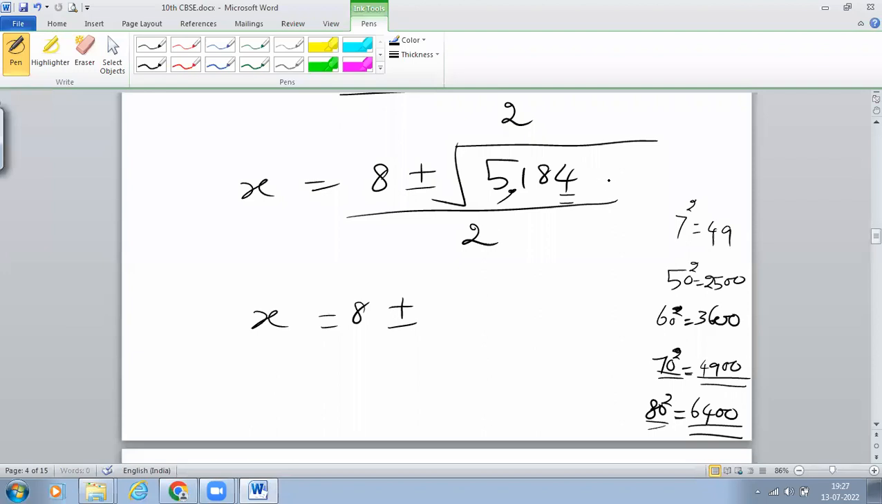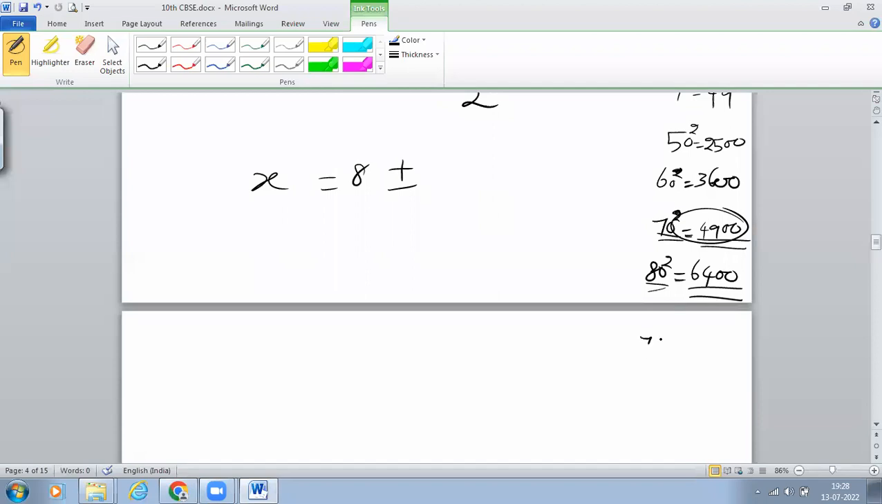Therefore, the answer can be either 72 square, because 72 into 72 can end with 4, since 2 into 2 is 4, or it can be 78 square, because 8 8s are also 64. The answer of 78 square also will end with 4. But I'm going to conclude this number will be 72 square, because this number 5184 is near to 4900, not near to 6400. Therefore, square root of 5184 is 72. If you want, you can check.